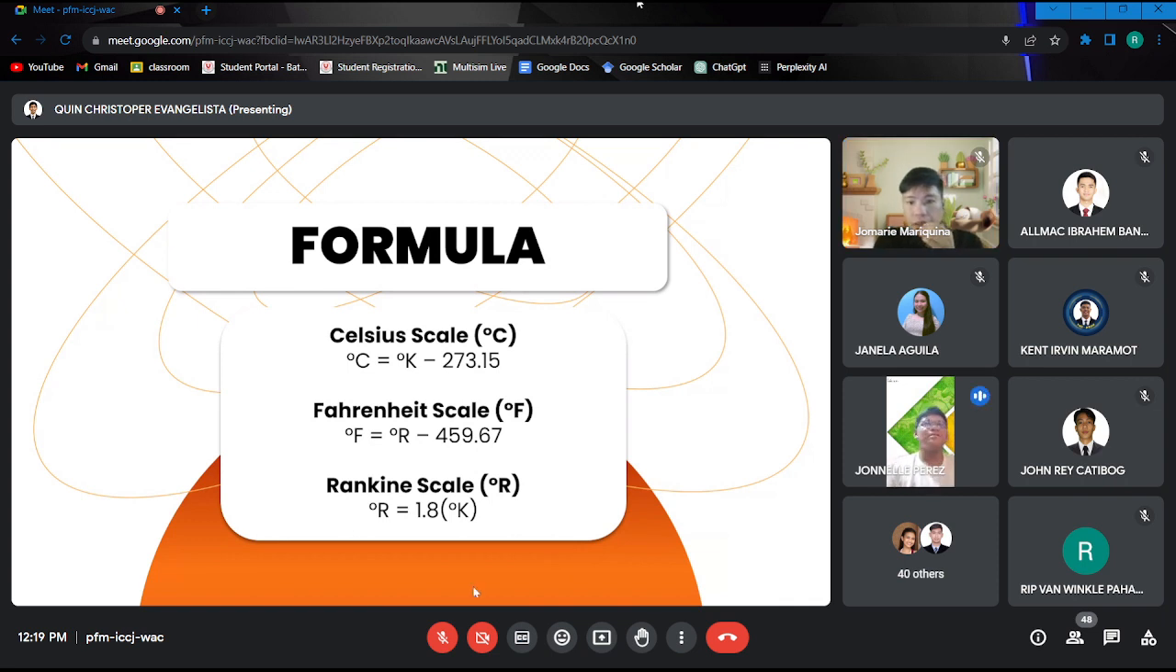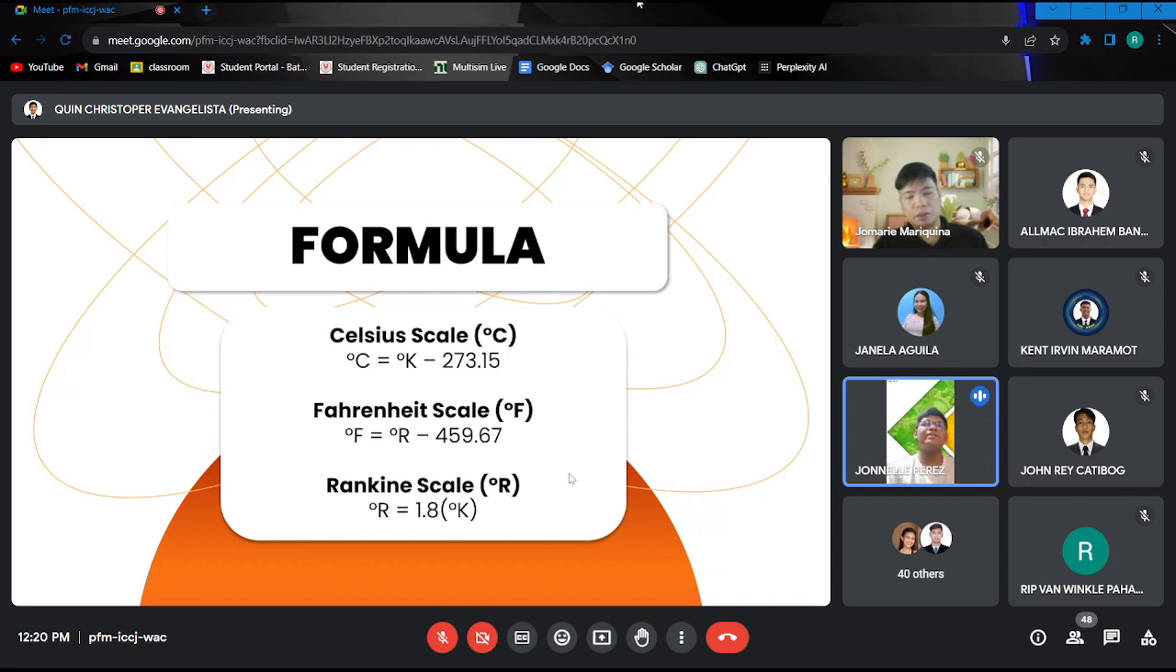Okay, again. In the Celsius scale, if we want to convert degree Kelvin to degree Celsius, we simply subtract 273.15 from the given Kelvin temperature. For example, we want to convert 300 degrees Kelvin to degree Celsius. We simply subtract 273.15 from 300 degrees Kelvin to get the Celsius temperature, which is 26.85 degrees Celsius. And if we want to convert degree Celsius back to degree Kelvin, we simply add back the 273.15 to the given Celsius temperature. Always remember that 273.15 is a constant number while converting degree Celsius to Kelvin or Kelvin to degree Celsius.